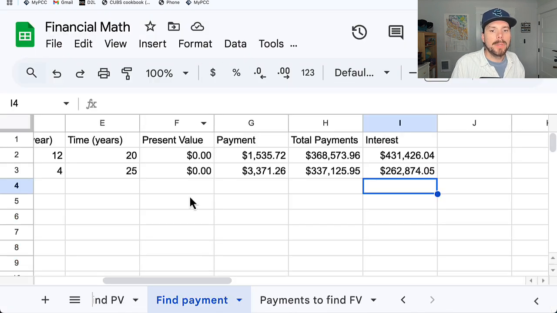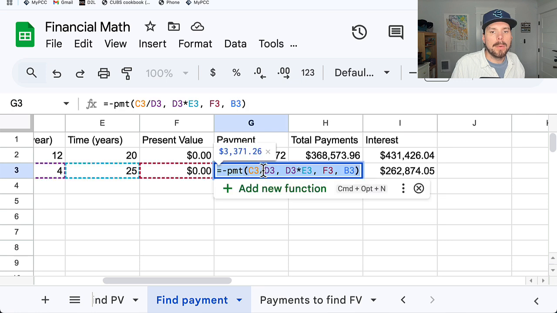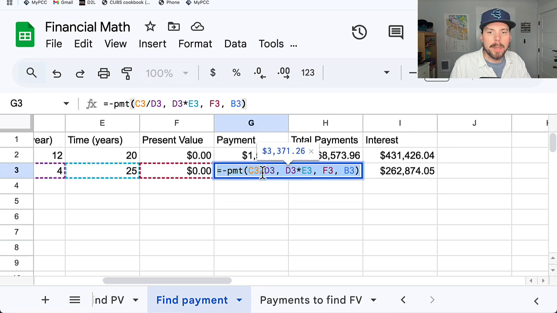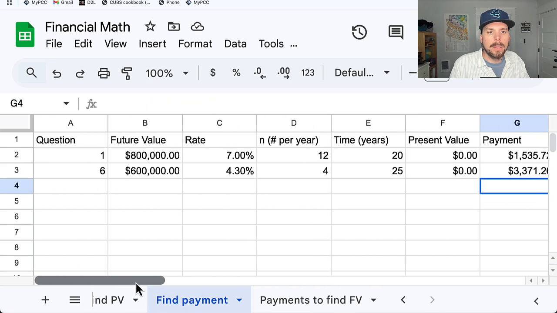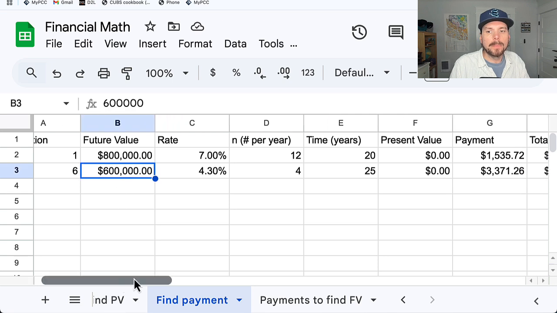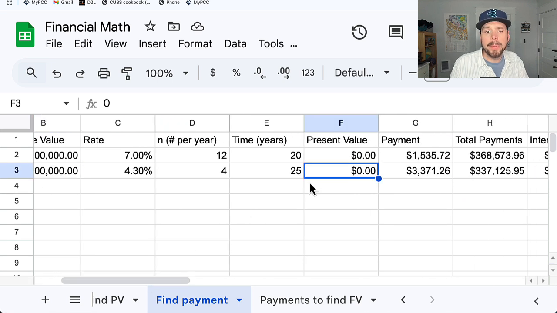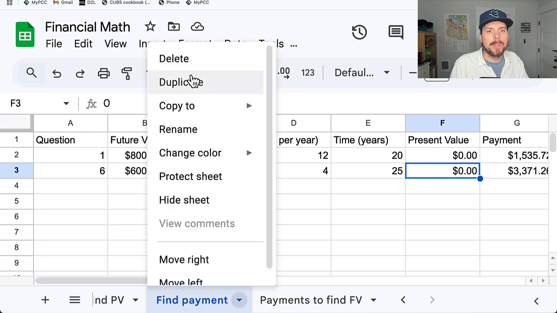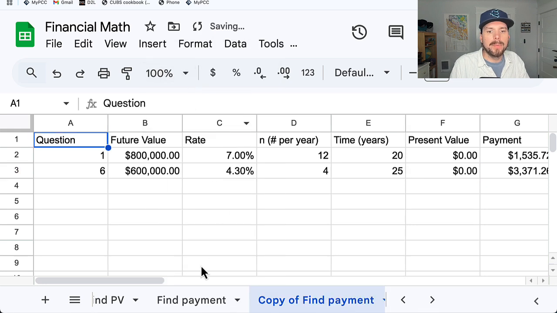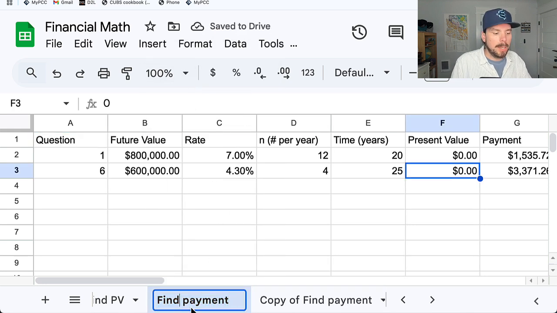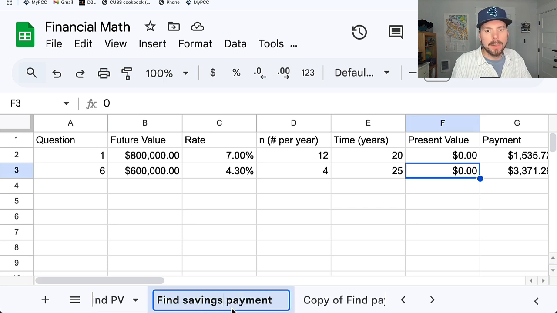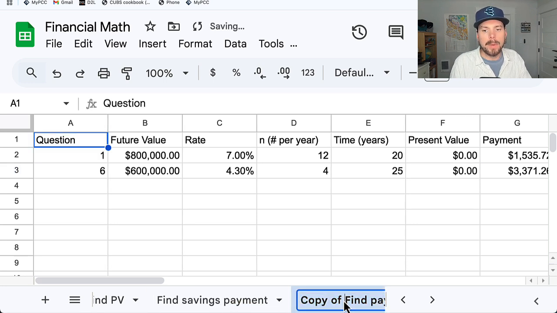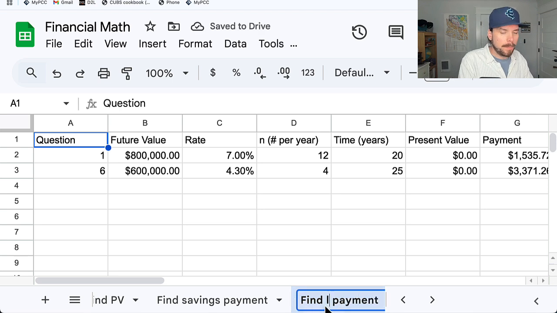If you used previous videos, you already did a find payment spreadsheet, and that was for a savings plan. So that would have had a future value, but no present value. We can do something very similar to that. In fact, you can even just duplicate that sheet if you've done that before. I would say change this to find savings payment and call this one find loan payment.